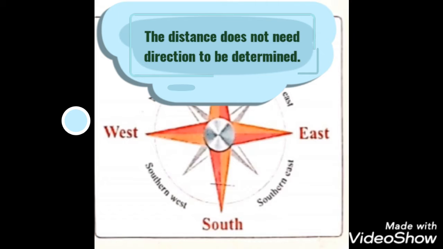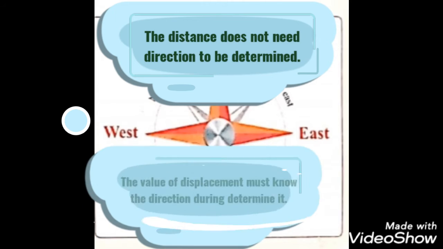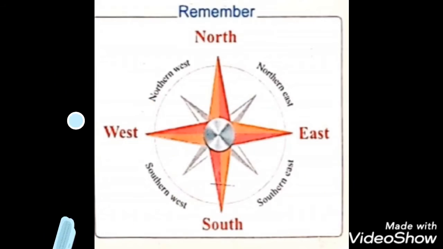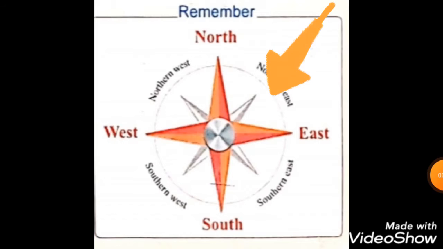We start from point A to point B. So we don't need the direction to determine the distance. But the value of the displacement must contain the directions. So we have four main directions. We have the north and south, east and west.